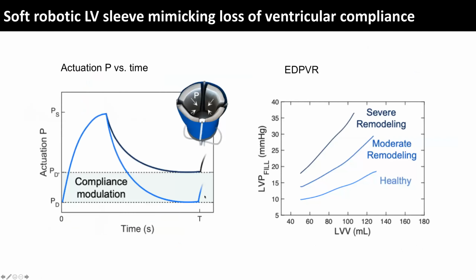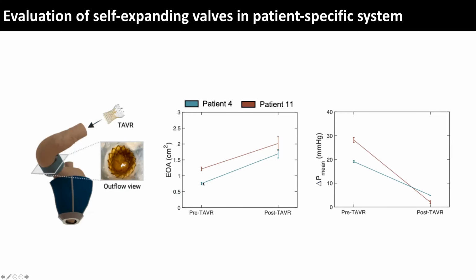You can also look at intervention. So we used a TAVR here and looked at how much we can increase effective orifice area and decrease the pressure gradient by implanting the TAVR here, and just shown for 2 different patients. Ultimately, we want to validate this with clinical data.